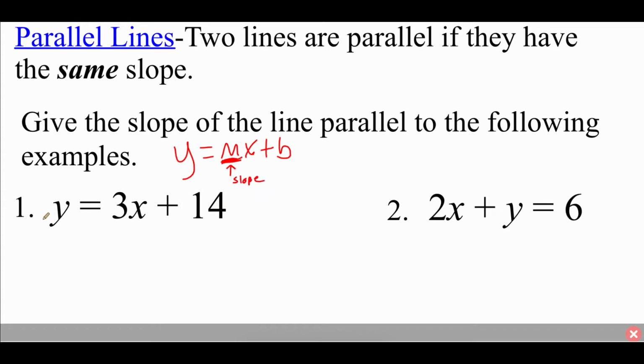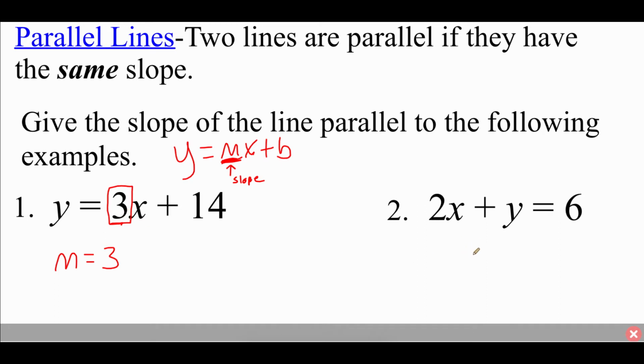So as we look at problem number 1 here, where we're given y equals 3x plus 14, if we look at the number in front of the x, this equation right now has a slope of 3. As we're talking about parallel lines, earlier we said lines are parallel if they have the exact same slope. So every single equation that has a slope of 3 would be parallel to this original equation.